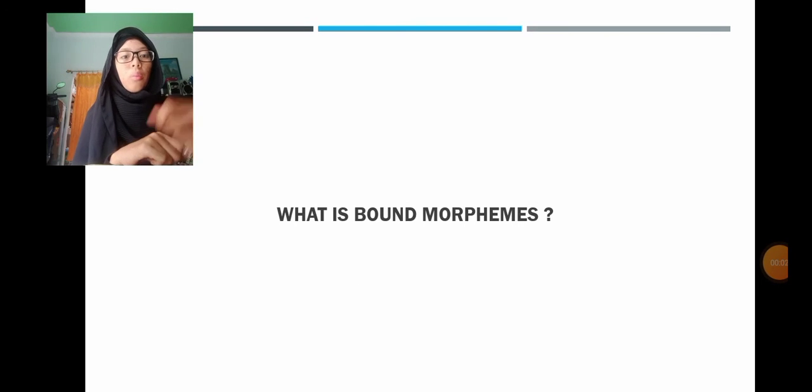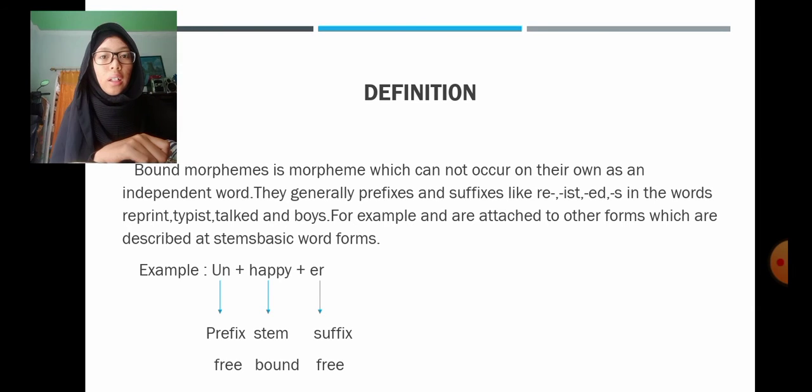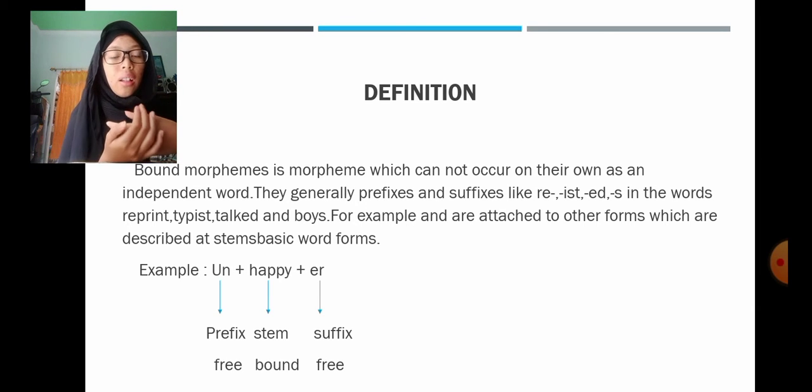What are bound morphemes? As you can see in this slide, a bound morpheme is a morpheme which cannot occur on its own as an independent word. They are generally prefixes and suffixes like re, est, ed, s in the words. For example, there are reprint, typist, talked, and voices.